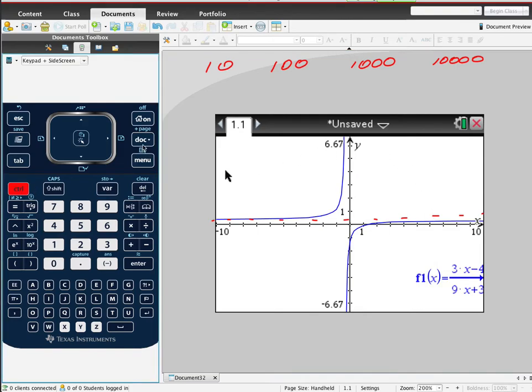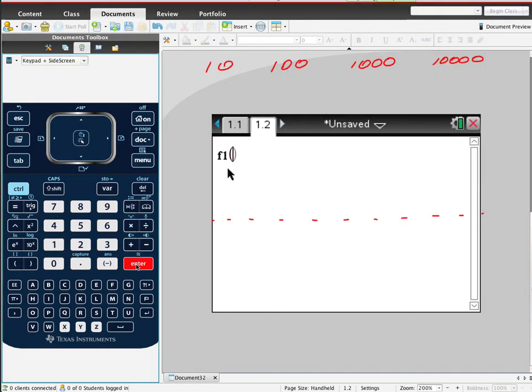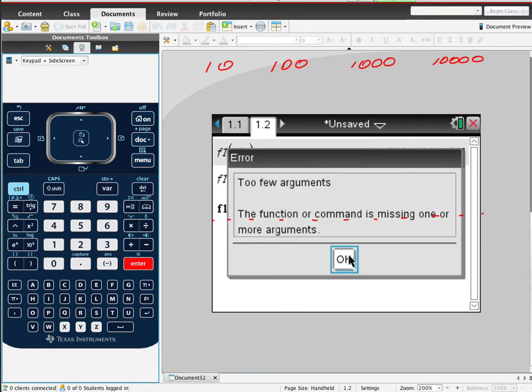So I do control, doc, add a calculator, variable, enter. Now, what is not on these numbers I'm plugging in that has been on the numbers that I've been plugging in? Decimals. Make sure you put a decimal on there. What will the decimal do for me? It'll give me a decimal. If I don't do that, it's going to give me a fraction. So make sure you put a decimal on the end of it. So I plug in 10. I plug in 100. And so on.